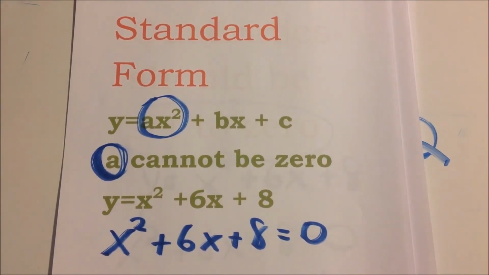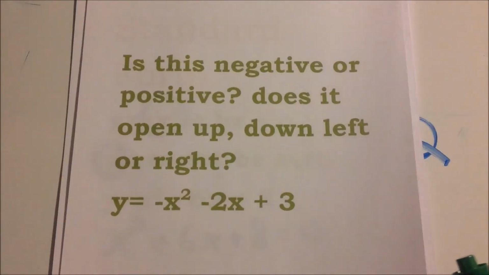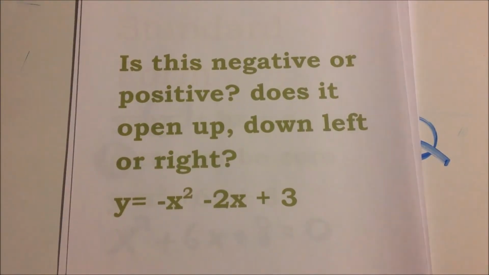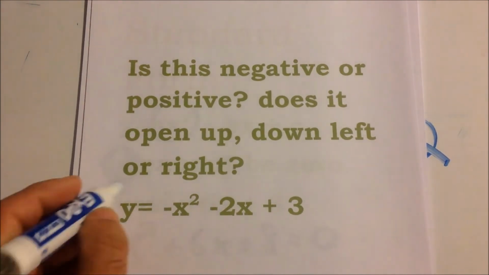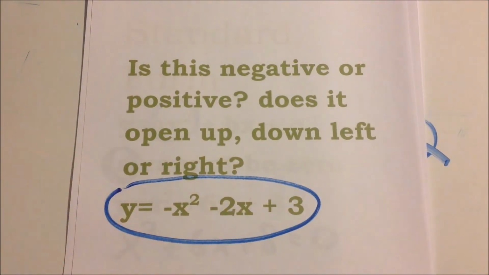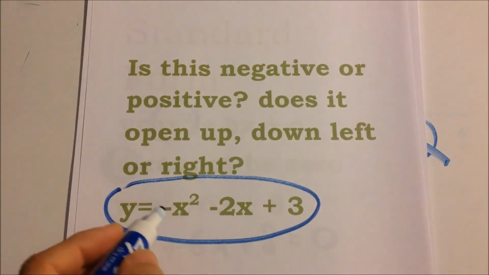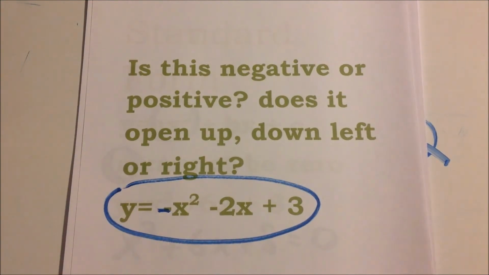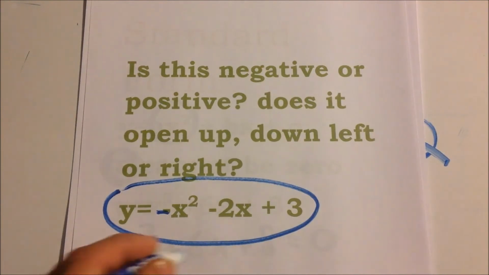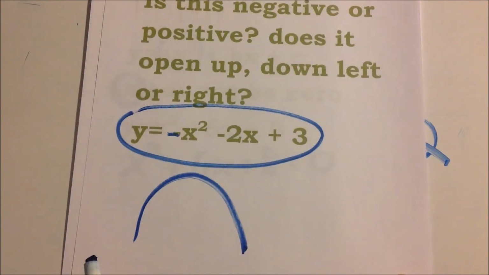So tell me, with this equation right here, is it negative? Does it open up, down, left, or right? Is it negative or positive? Well, look at A. A is negative. It's a negative 1. So we know this is a negative parabola. And since it's negative, it opens down. It'll look something like that.